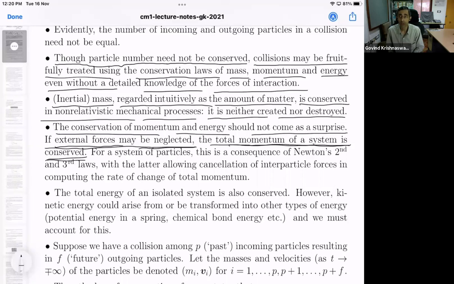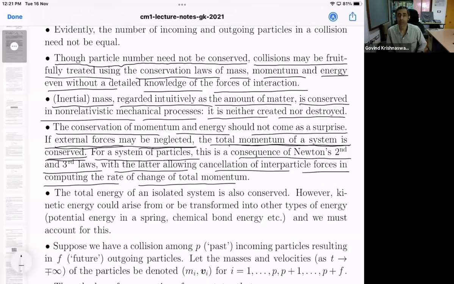So that is what we will assume, that the particles that are colliding are not subject to some external gravity or some external force. They are only subject to their own interparticle forces. For a system of particles, this is a consequence of Newton's second and third laws, with the latter allowing cancellation of interparticle forces in computing the rate of change of total momentum. So this is what we just said.